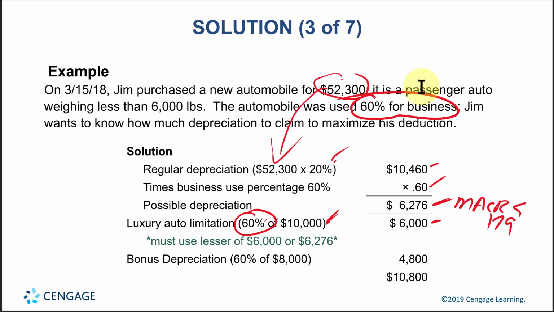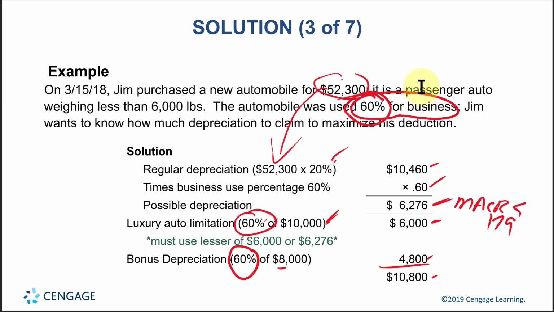But we saw there was a total of 18,000 if you include bonus for the year. So that's 8 more. But then you still apply that business percentage for Jim to come out with another 4,800. So that would be $10,800 max for the first year. Anything else not depreciated now can be depreciated in future years subject to whatever business percentage applies.